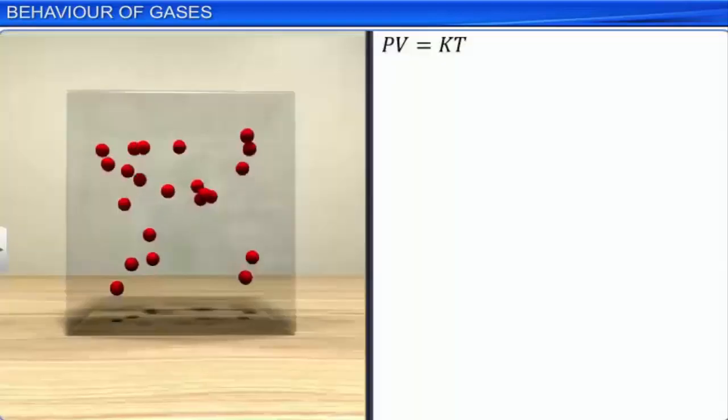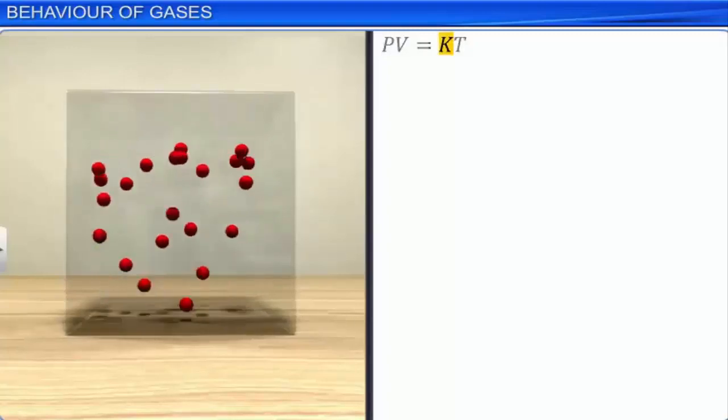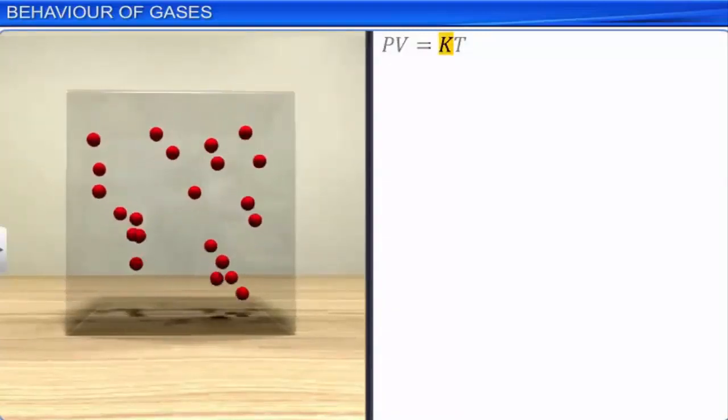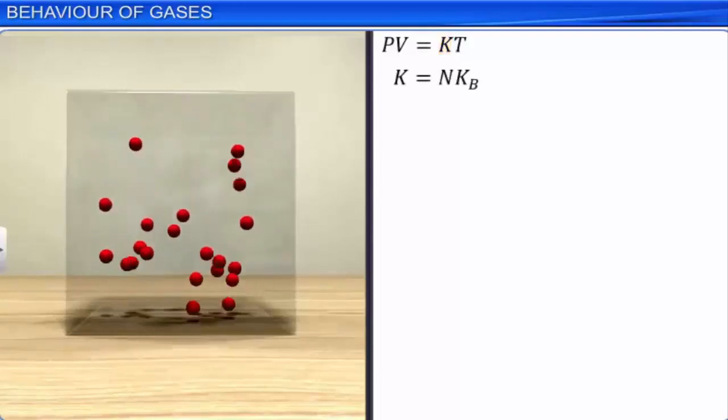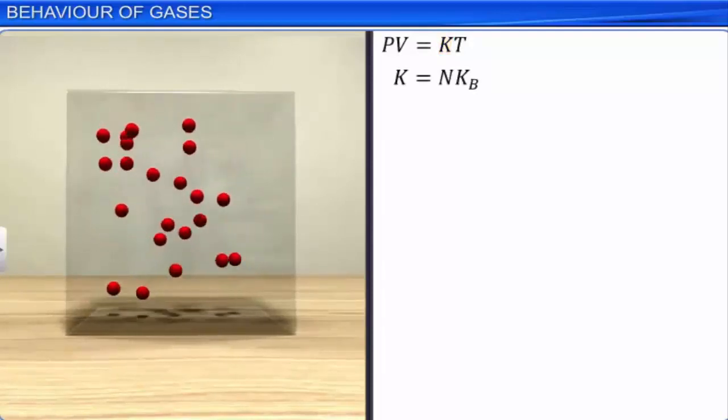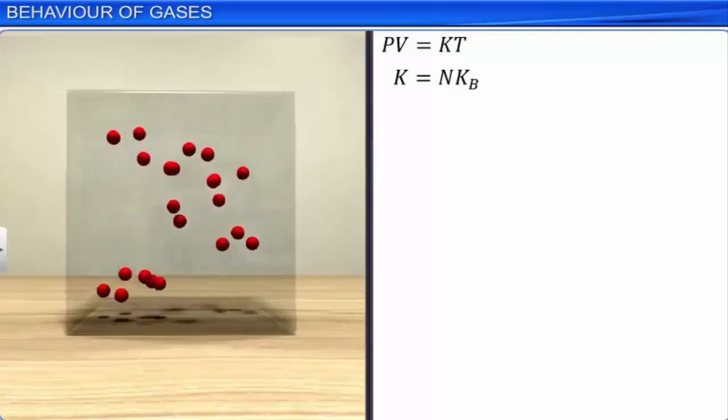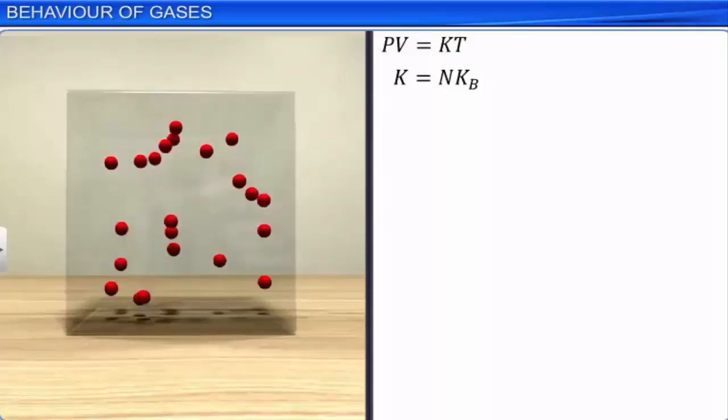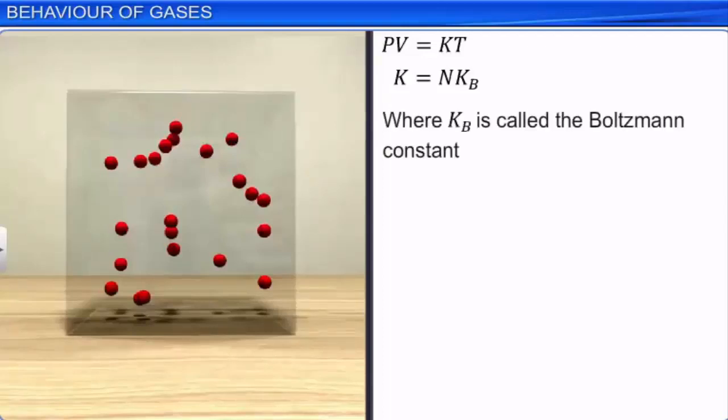For a given sample of gas, K is constant, and can be written as K is equal to N multiplied by Kb, where N is the number of molecules in the given sample. From observation during various experiments, it is clear that the value of Kb is constant for all gases and is called the Boltzmann constant. Its value is 1.38 into 10 raised to the power minus 23 joules per Kelvin.